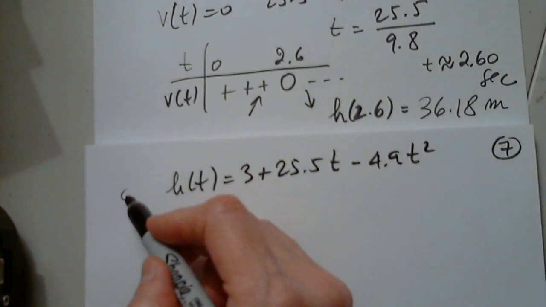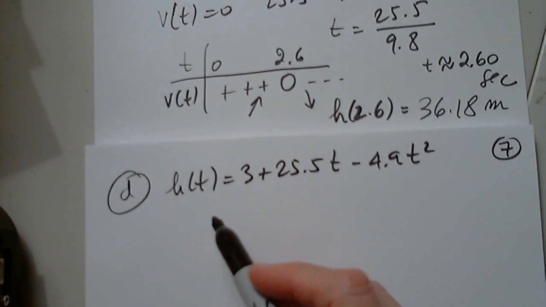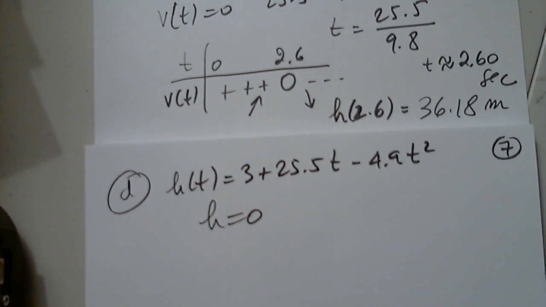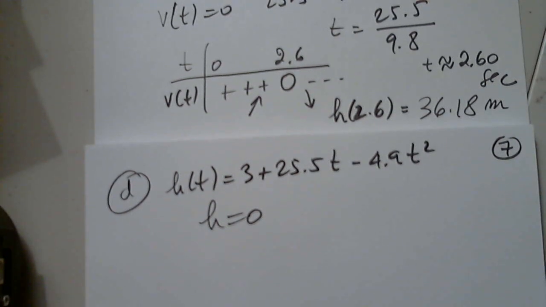So that's the last part. What does it mean it hits the ground? The height is 0. Exactly. And you don't have to solve this with the quadratic formula anymore. You are allowed to use the graphing calculator with the polynomial feature because it's a polynomial.